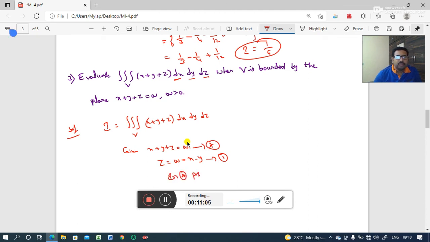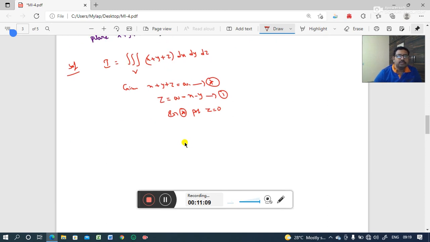In star, put z equals 0. If you put z equals 0, what do you get in equation star? x plus y equals a, because z is 0. Then from this expression you take the expression for y. So y equals a minus x. Take it as equation 2. So equation 2 acts as the upper limit of y.